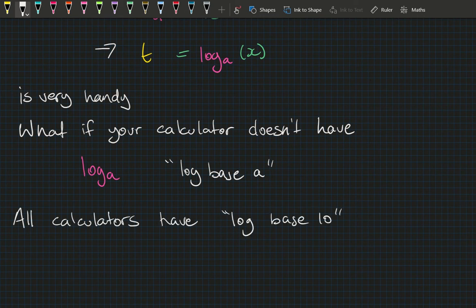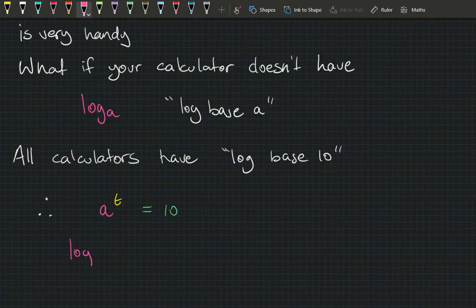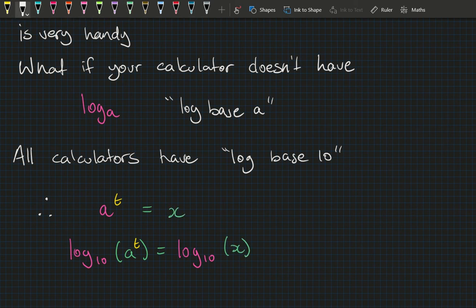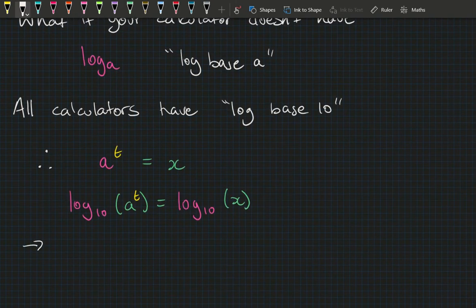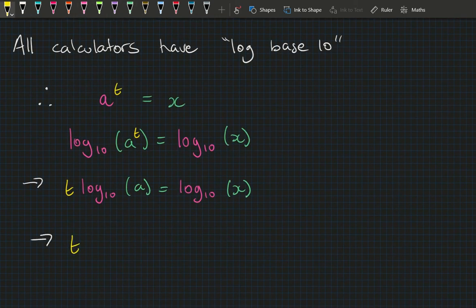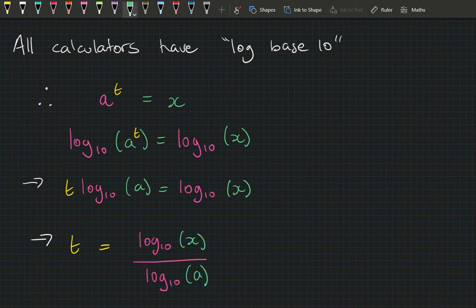So what we can do is start, of course, with a to the t equals x, then take the base 10 log of both sides. Then log law 3 means we've now got t times log base 10 of a is equal to log base 10 of x. And that means that t is equal to log base 10 of x divided by log base 10 of a. And before you get too nervous about dividing by logs, there's no problem at all because they're both numbers. Okay.